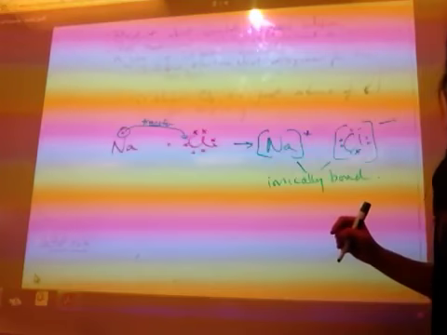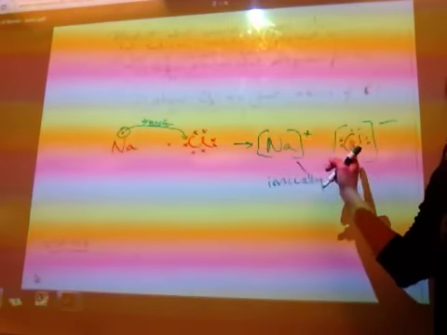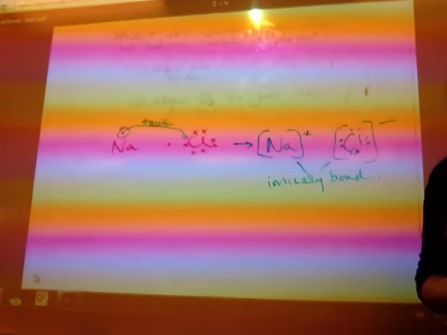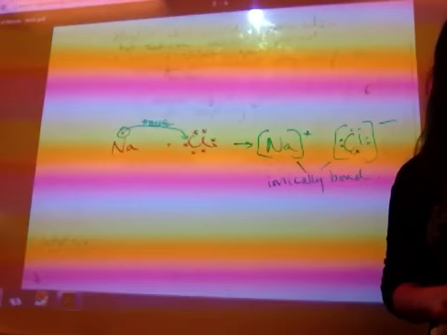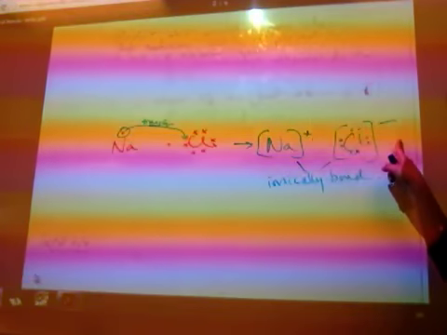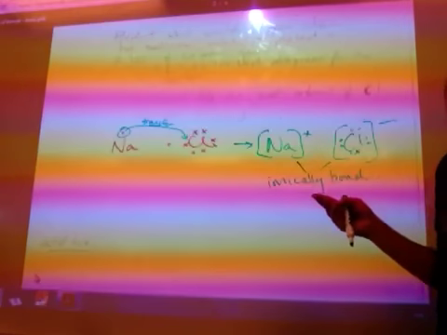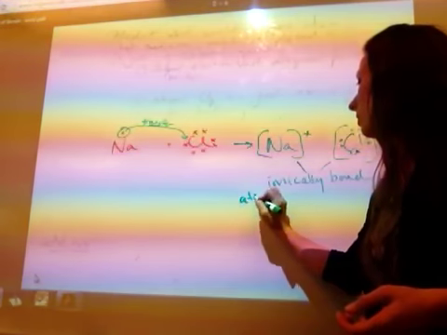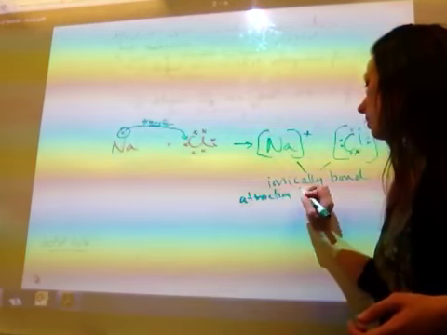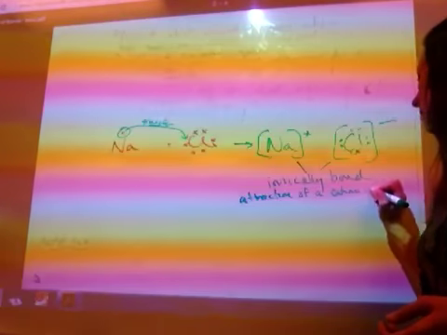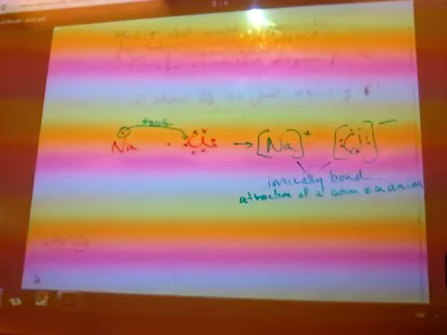Yes? Why would these two things stick together? Because the chlorine has one of the sodium's electrons. No. Charges. Bingo. What happens when you get something positive and something negative close together? They attract. Okay, so an ionic bond is an attraction of a cation and an anion. They're attracting.